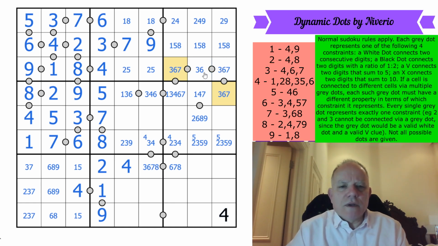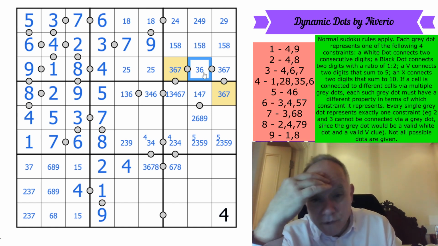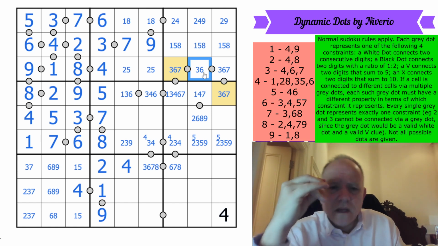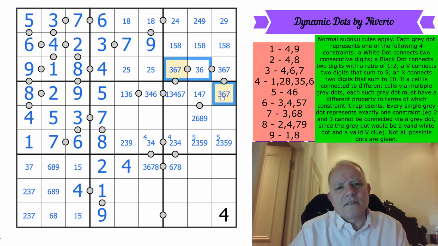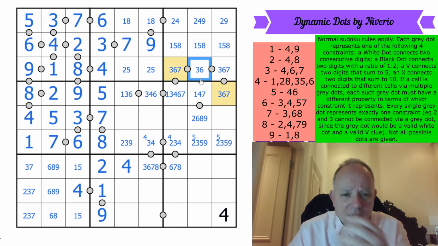Come on, only one of these is right. Can I work out which one is wrong somehow? Oh, does this mean this can never be 3, 6, or 7? Because it sees both of those and that. No, it doesn't. Okay, come on, think again.